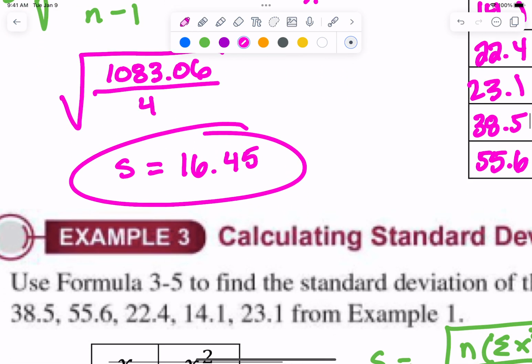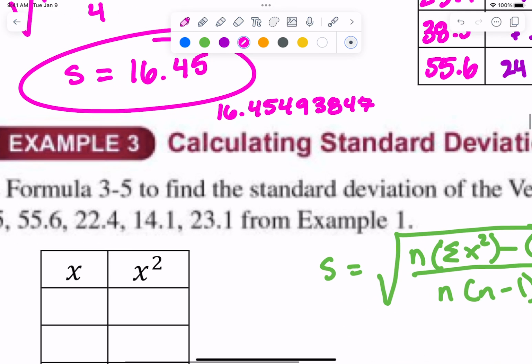Actually, read me out the big long one. I'll write that down here. 16.45493847. You don't have to write that down. Just write down 16.45. But we're going to see how close this next formula gives me to the actual answer. Okay? All right. We get out of here at 15. No, we got time. We're fine. Okay, let's do this next one.